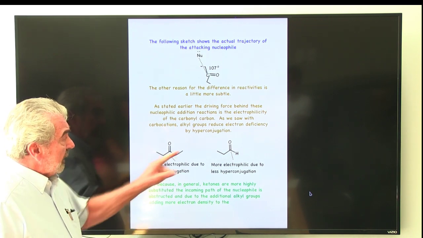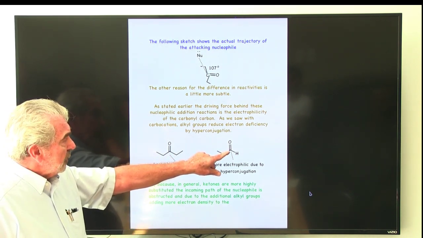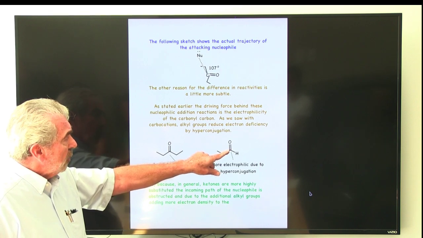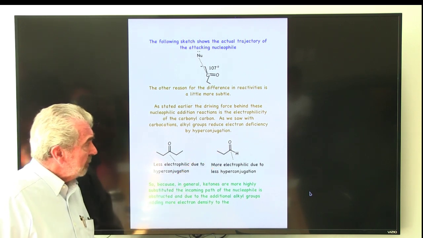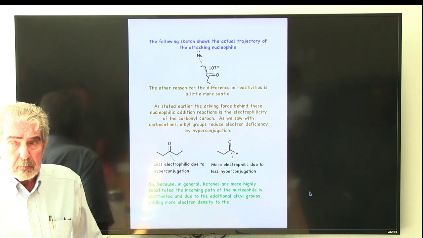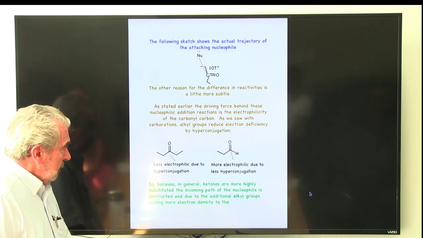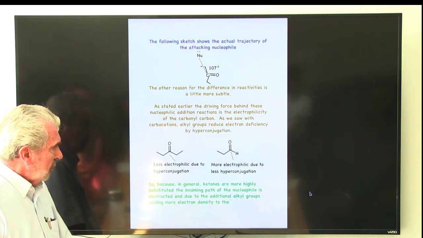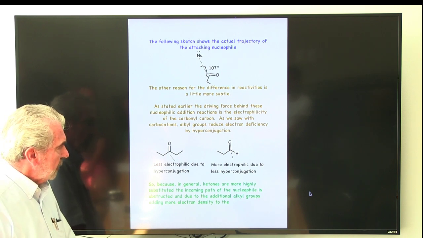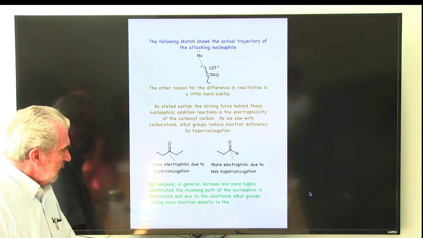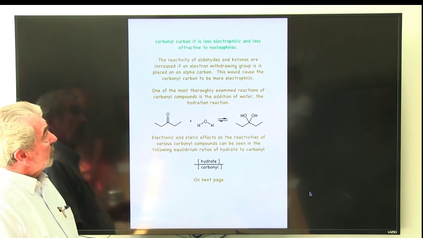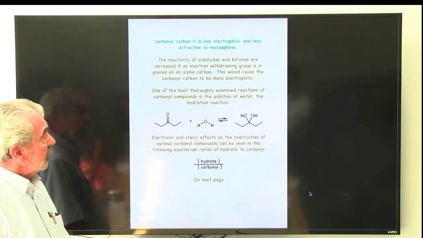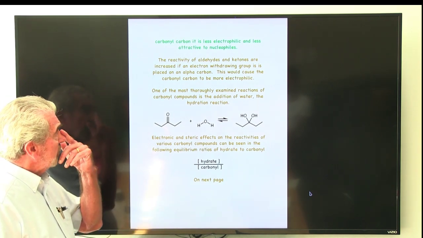That's not the case with the aldehyde. With the aldehyde, we've only got one alkyl group, so there isn't going to be as much electron density transferred into the carbonyl carbon through hyperconjugation. So because ketones in general are more highly substituted, the incoming path of the nucleophile is obstructed, and due to the additional alkyl groups adding more electron density to the carbonyl carbon, it's going to be less electrophilic and less attractive to nucleophiles.